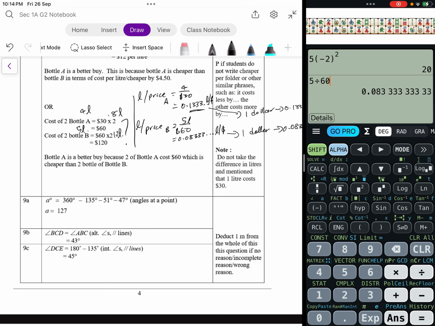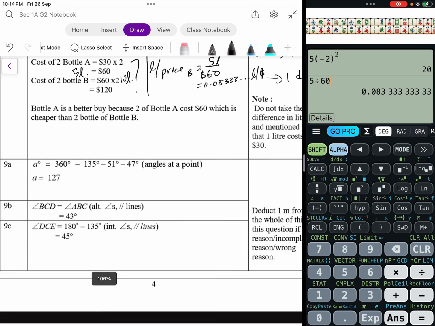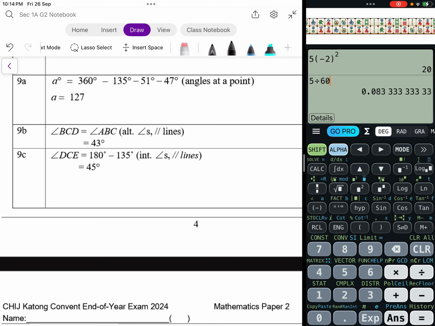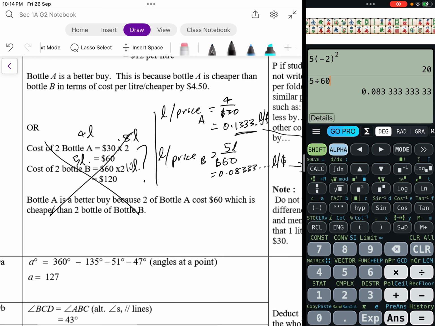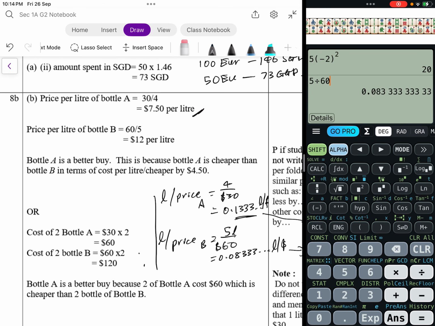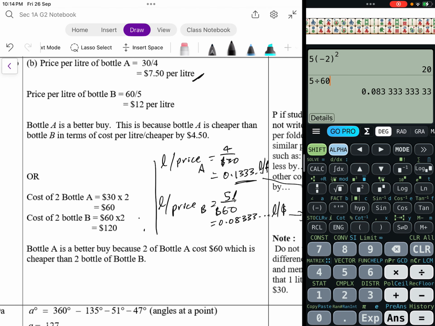Okay, so don't follow this one. Not too sure what's going on. Okay, 9A. Okay, so wait, just to go back to this one, right? Let's say you feel that this solution is correct. If you want to compare using this method, you need to make sure that the liter is correct. So let's say bottle A is 4 liters and bottle B is 5.